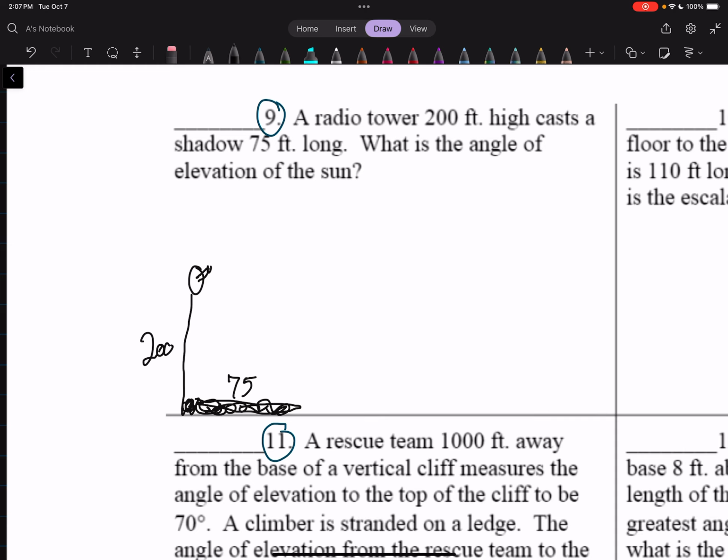So to make this shadow, the sun is going to have to be somewhere up here. That is a sun, not a flower. If you follow this down, it would hit the antenna, and that is what forms the shadow. I have a right angle here. I am looking for this angle of elevation.